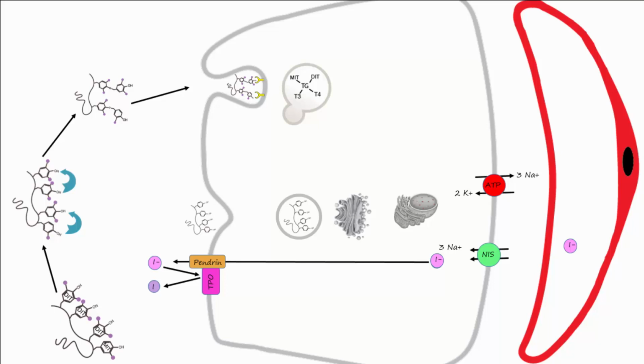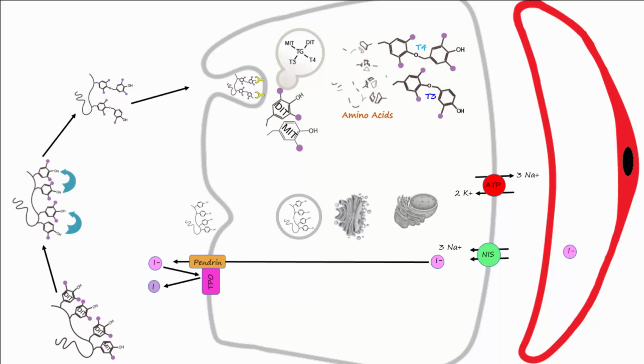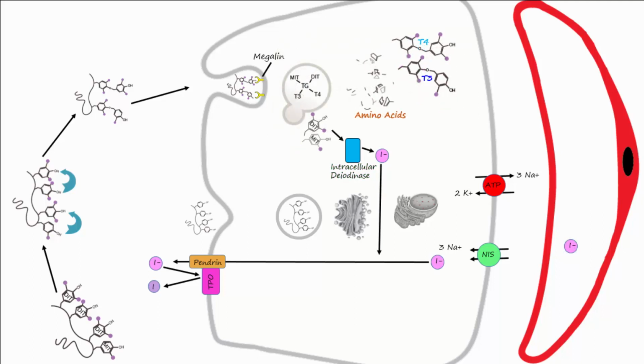The lysosome breaks down the thyroglobulin complex into MITs and DITs, amino acids, and T3 and T4 hormones. In the cytoplasm of the follicular cell, there is an enzyme called intracellular deiodinase. This enzyme removes iodines from MITs and DITs. The iodines can now be recycled and used in the process to make more thyroid hormones. The amino acids can also be recycled to make more thyroglobulin.